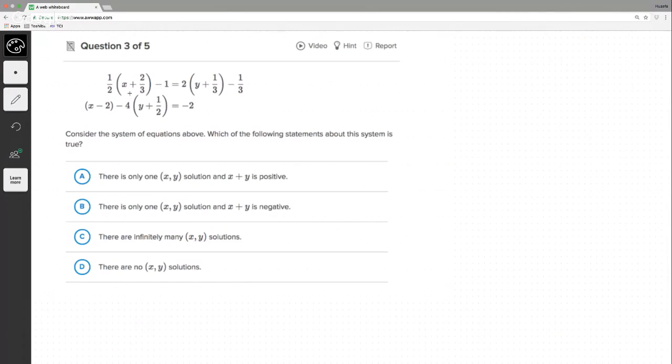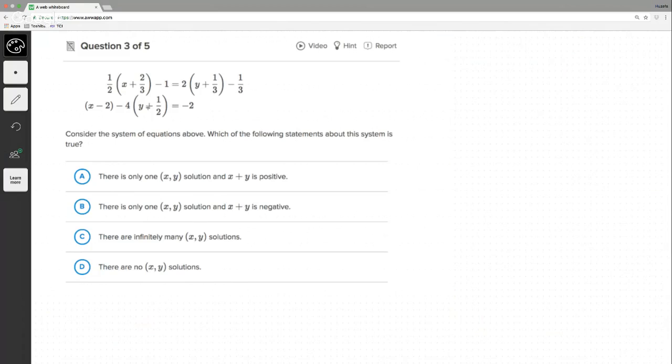So we have here 1/2 x plus 3. What does it say? Consider the systems of equations above. Which of the following statements is true? They're crazy, right? These are really intense. Now they're saying there's only one solution, there's only one xy solution and x plus y is negative, there are infinitely many solutions, or there are no solutions. I'm just guessing it's between A and B just because they're both similar.